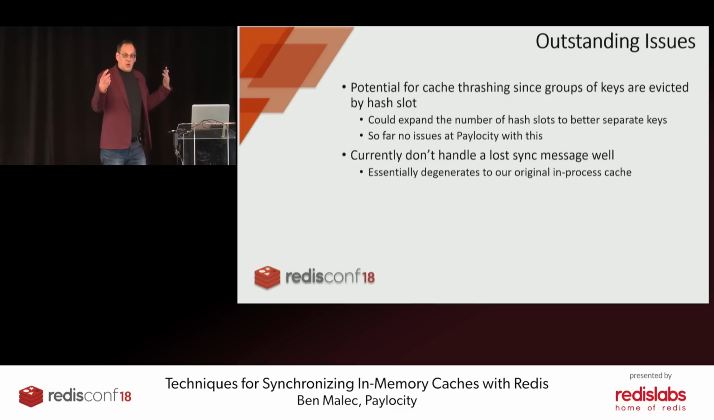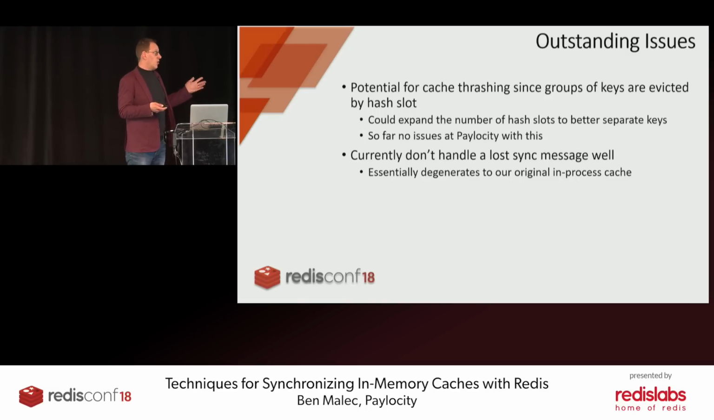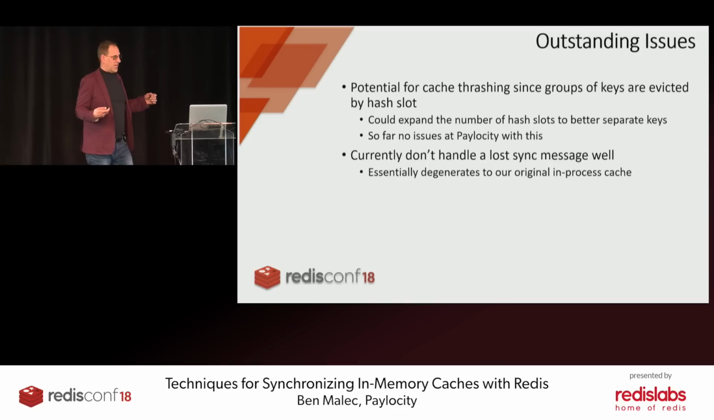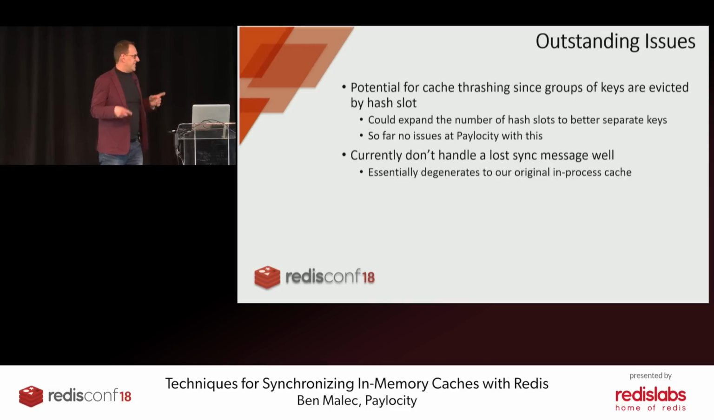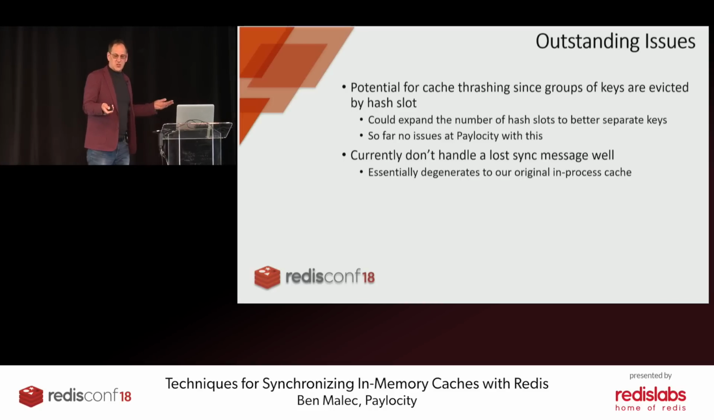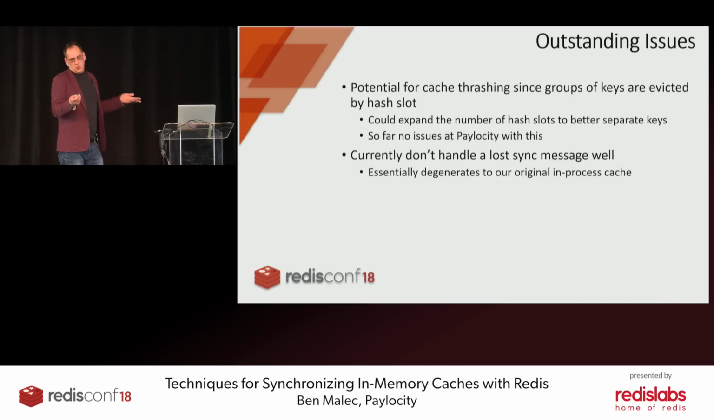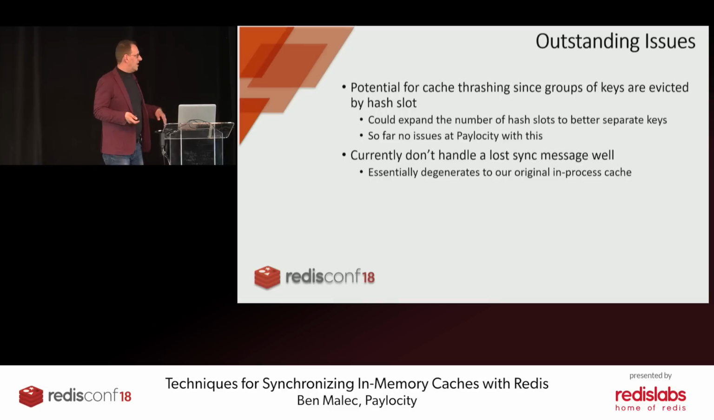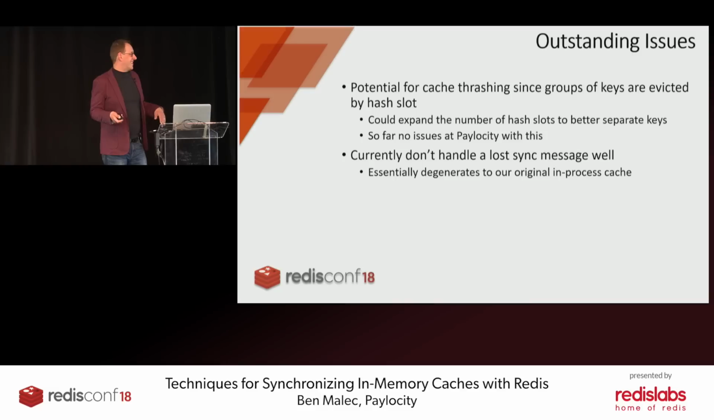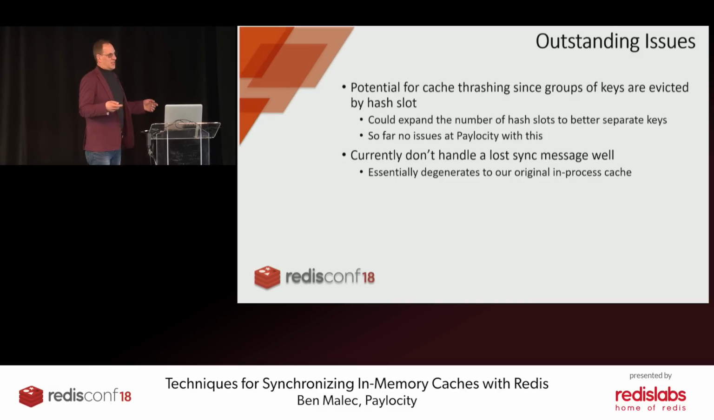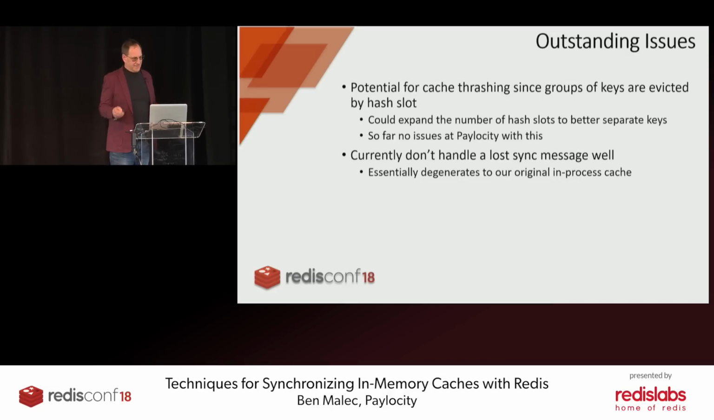Because basically we just use the PubSub, and if someone were to unplug a network cable, that would get lost. And we degenerate down to the original case we had, where we just wait for that cache to expire. This is something that's kind of fun, learning a lot of things here at RedisConf 18, just looking at the streams and stuff. I'm trying to look at different ways that we could have a more reliable way to do this, but we haven't tackled it yet.